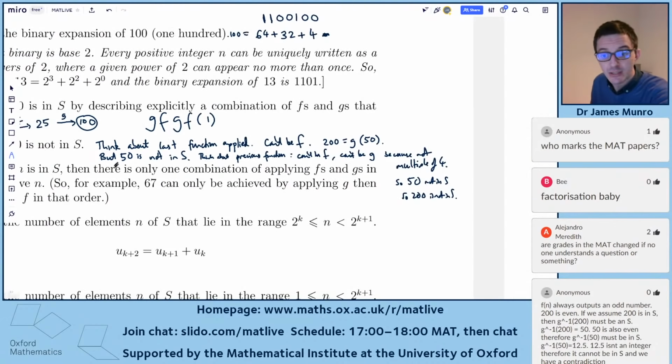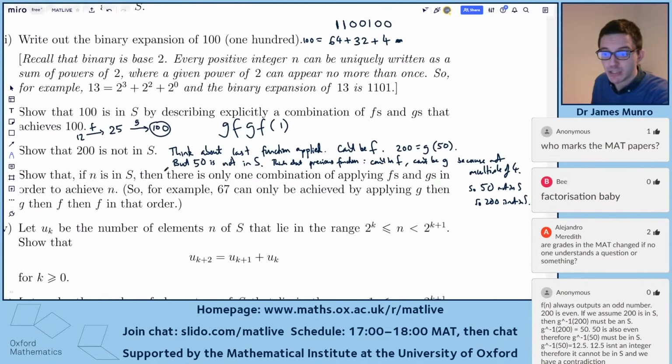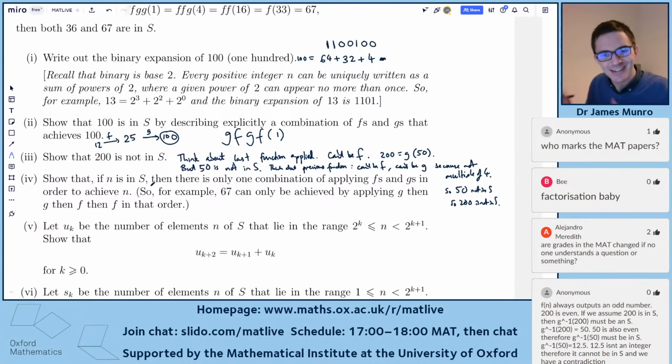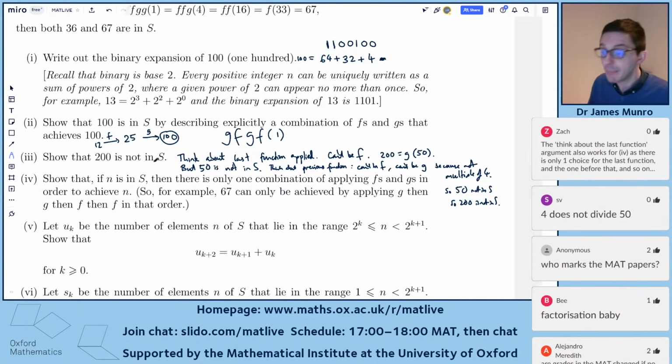The MAT is marked, by the way, by graduate students at Oxford. I get graduate mathematicians and computer scientists to mark the MAT because they're really good at identifying whether your argument, the statements you're writing down, make sense or not. They're really good at that. And they're very good at maths, so they know lots of different tricks you can try. There's a different trick for this, which is to think about binary.